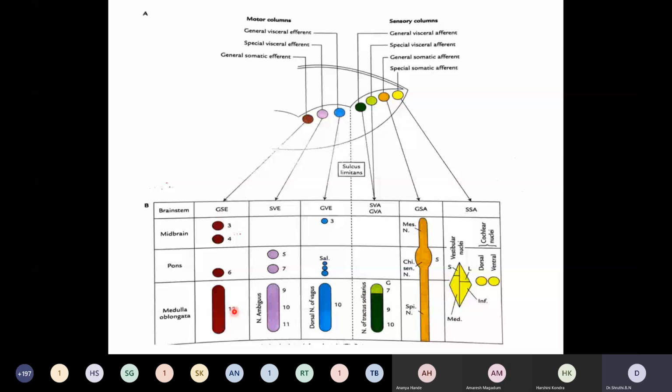So if I ask you to write or draw a neat labelled diagram of a cross section of the midbrain at the level of superior colliculus, you are sure that you should write the 3rd cranial nerve nuclei, oculomotor. And if I ask you at the level of the lower part of the midbrain, that is at the level of inferior colliculus, you are sure that you should write the 4th cranial nerve nuclei. Fine? Clear? Any doubt here in GSE?